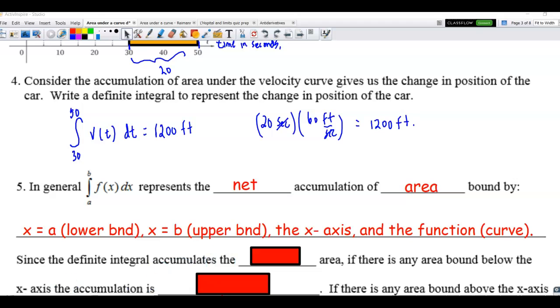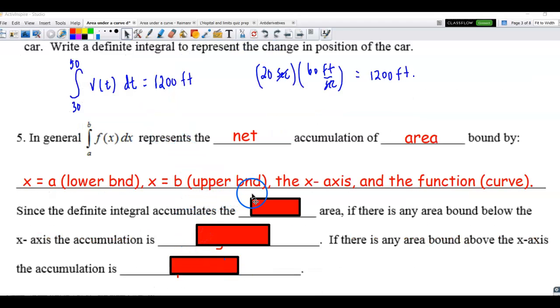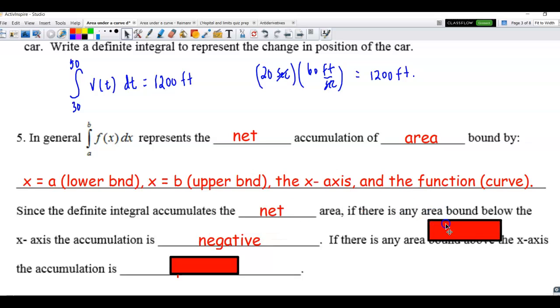Since the definite integral accumulates the net area, very important to pay attention to right here, if there's any area bound below the x-axis, the accumulation is negative. So think about that for just a second. Area below the x-axis is counted negatively. Area above the x-axis is counted positively when it comes to the net accumulation. Below the x-axis, negative. Above the x-axis, positive. Very important.